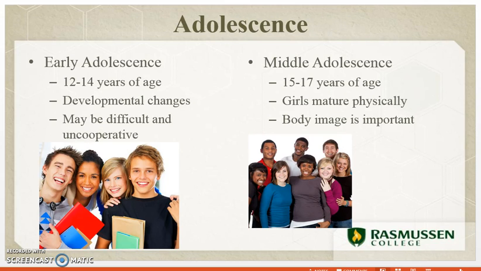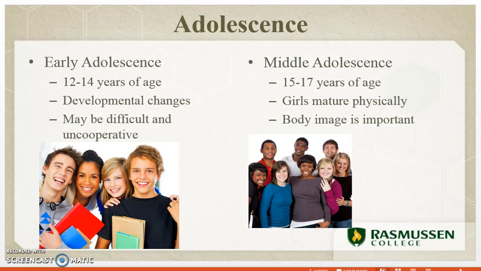Now, the last thing that I want to talk about here for this video is adolescence and puberty as well. So adolescence is a transition period between adulthood and puberty, and it's divided into 2 stages. The first one is called early adolescence, and this typically happens between ages 12 to 14.